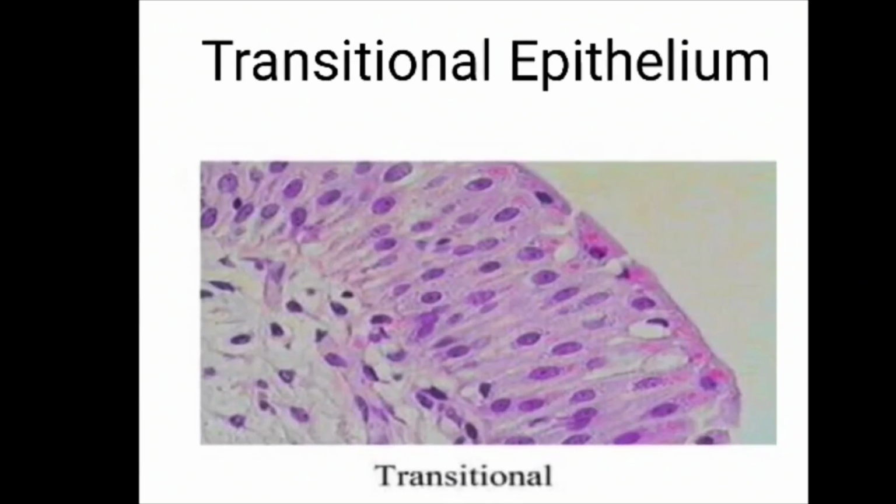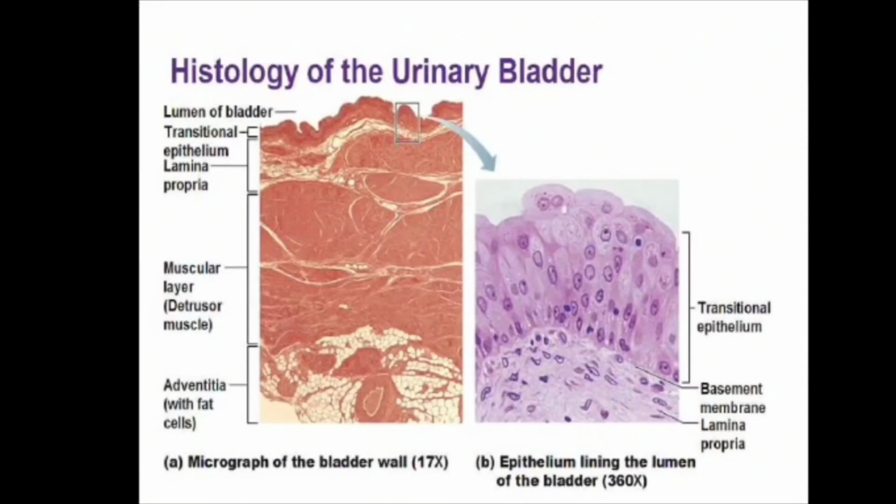Then comes transitional epithelium. Due to characteristic of cells changing shape as it transits according to physiological requirement, it is called transitional epithelium, and also known as urothelium due to its presence in urinary tract. In empty bladder, it looks like stratified cuboidal epithelium. In full bladder, it looks like stratified squamous epithelium, also known as umbrella cell, and these are mostly present in renal calyx and pelvis, ureter, urinary bladder, and urethra, close to internal urethral orifices.